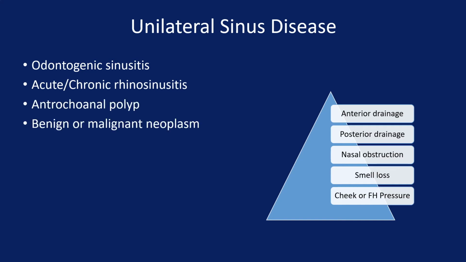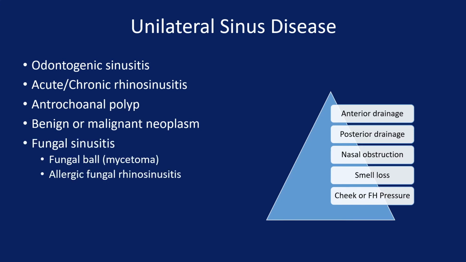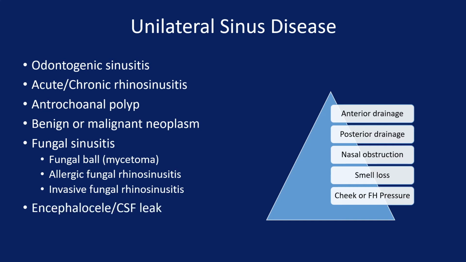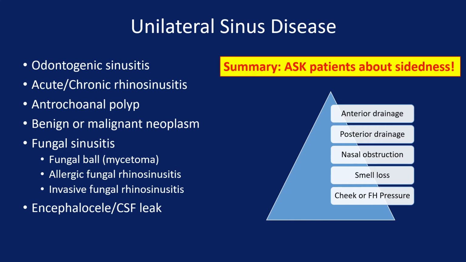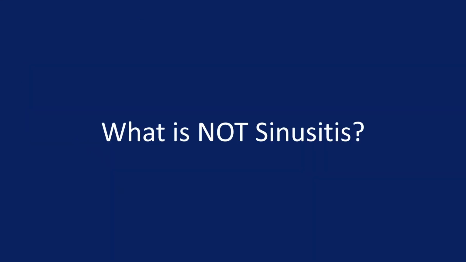Antrochoanal polyps, benign or malignant neoplasms, different types of fungal sinusitis: benign fungal ball, by benign I mean non-invasive, I should say. Allergic fungal rhinosinusitis, which is really just a form of polyps. Invasive fungal sinusitis is the bad one that happens in immunocompromised patients, invades into tissue and outside the sinuses. And then encephaloceles or CSF leaks can present as a unilateral runny nose, right, or nasal obstruction. So unilateral disease, give us a call. Summary, ask patients what side bothers them. It's not always bilateral.